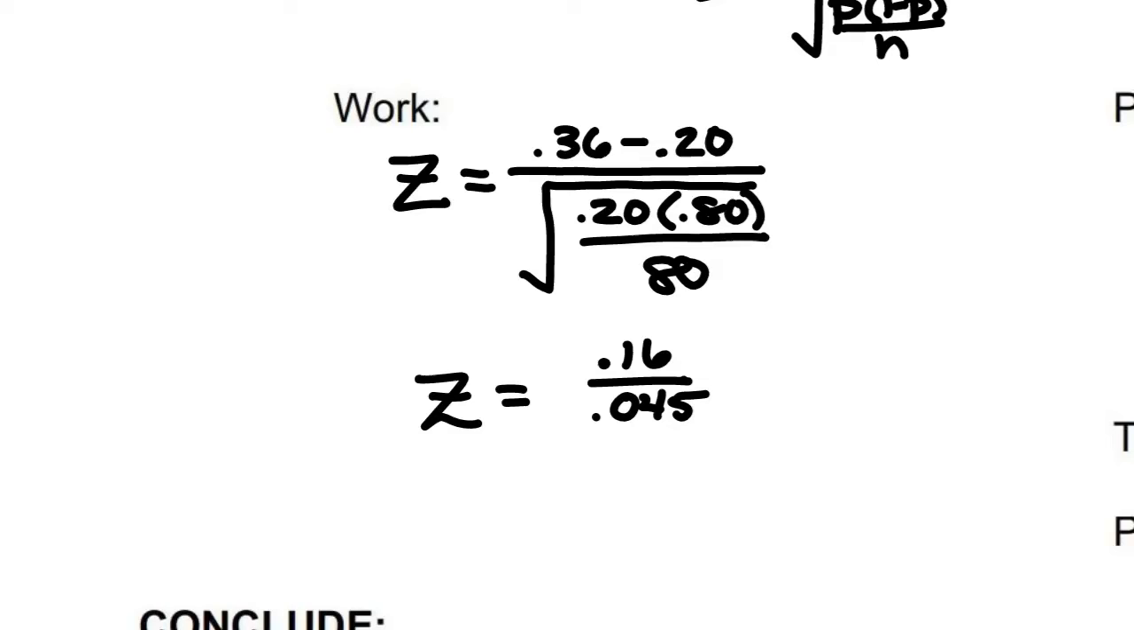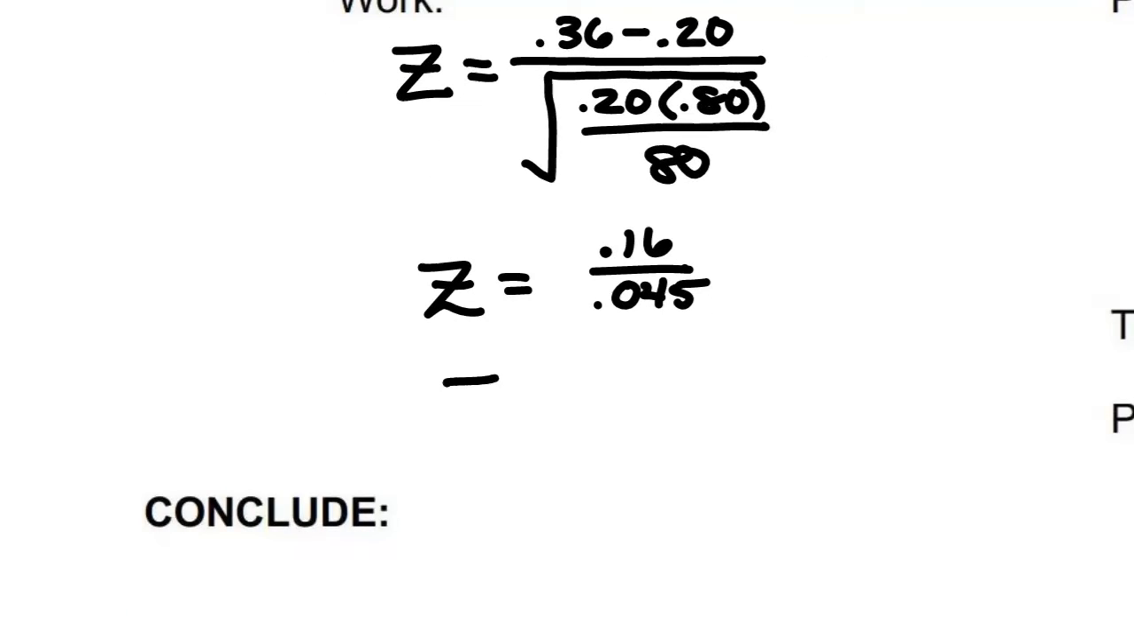What is the z-score? 3 point what? You said 3.58. I got 3.56. That second decimal point, like if I get 3.56, you get 3.58, that makes very little difference in the whole thing.